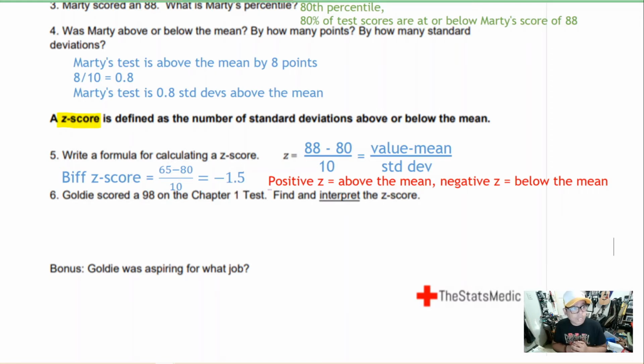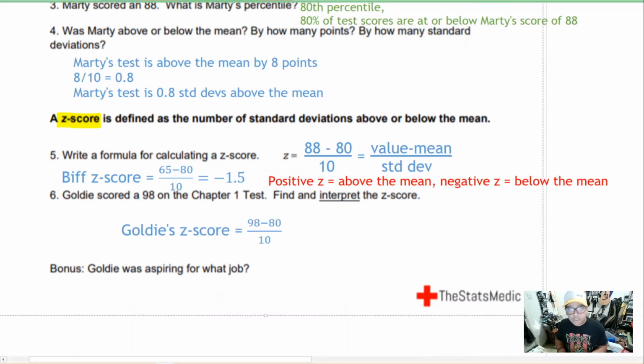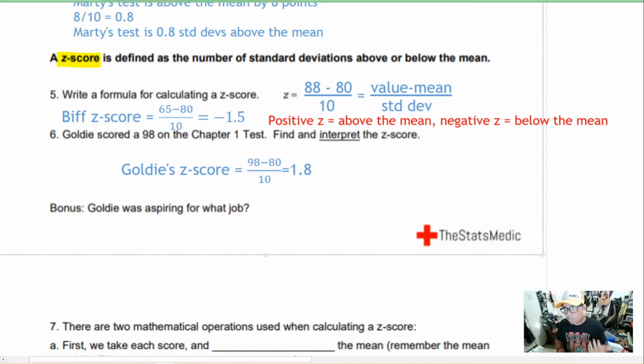Now let's take a look at Goldie and his test for number 6. Goldie scored a 98 on the Chapter 1 test. Let's find his z-score. So Goldie's z-score is 98, which was his test score, minus 80, which is the mean, divided by 10, which was the standard deviation, and that gives us 1.8.